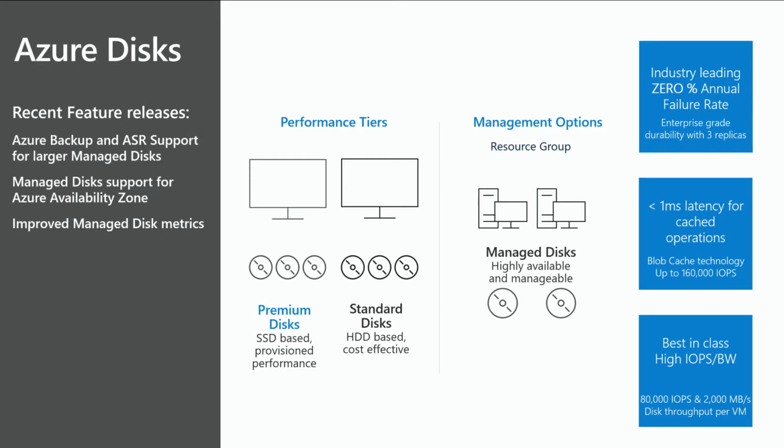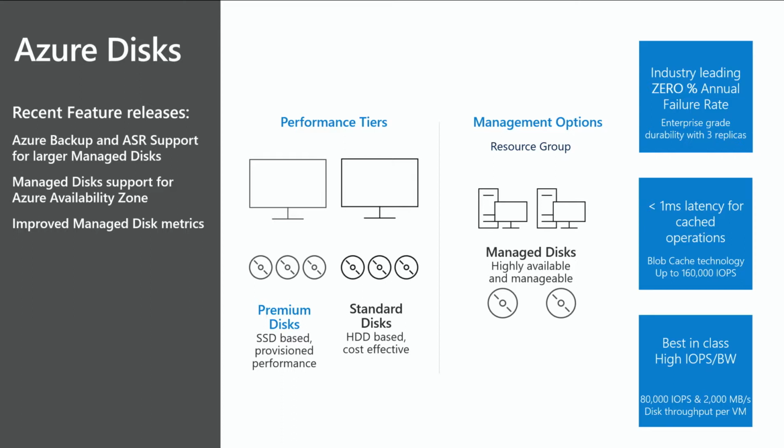Disks also have some pretty interesting differentiators. We guarantee a 0% annual failure rate on our disks because the underlying system, if you recall the architecture we talked about, is exactly the same as that for blobs. So when an I/O in your virtual machine completes, you're getting 3 strongly consistent copies on 3 different disks, on 3 different racks for your Azure disks as well.